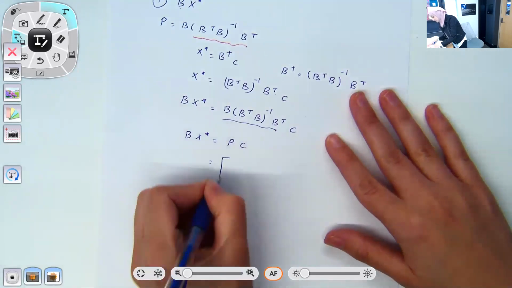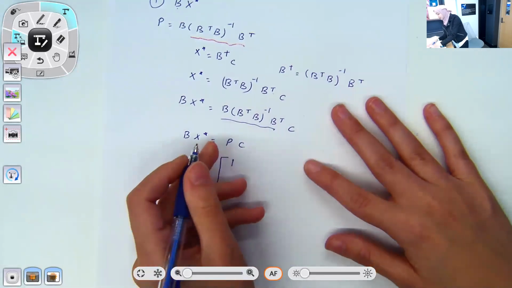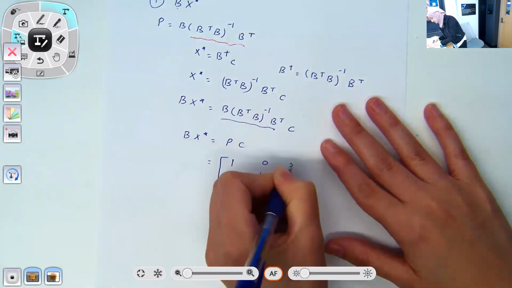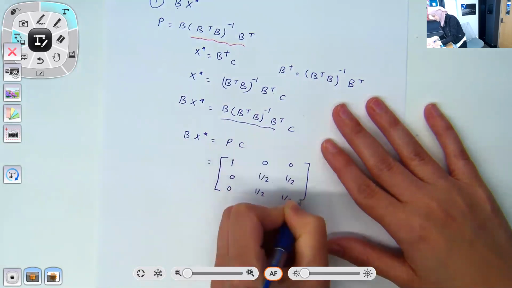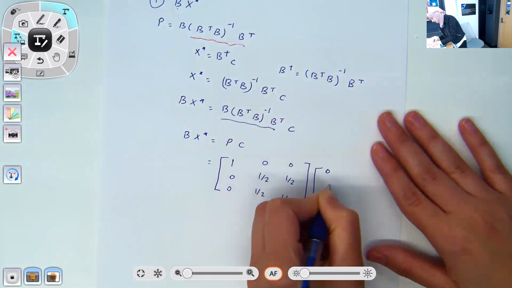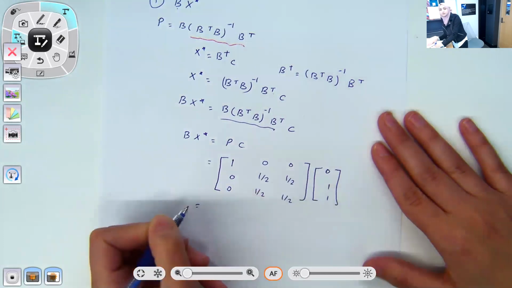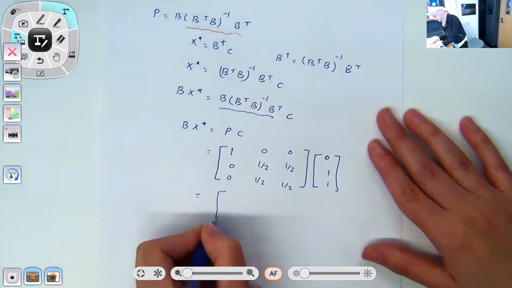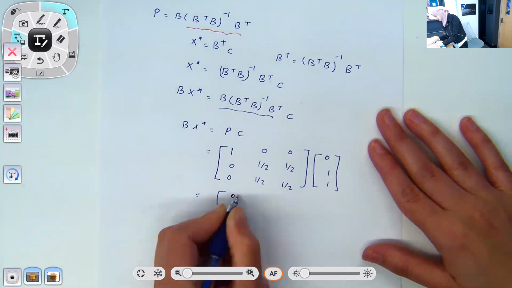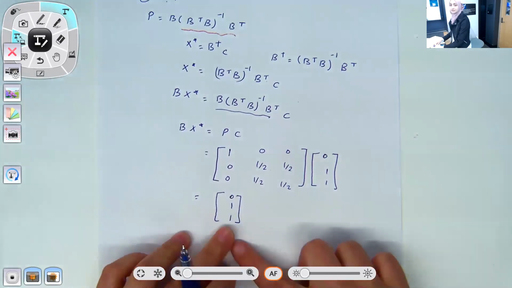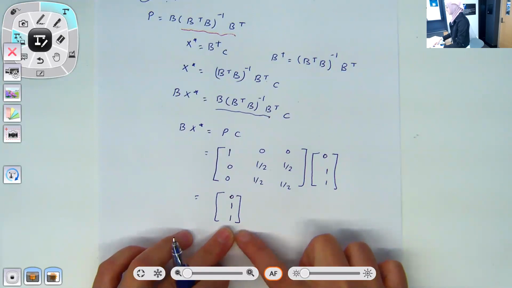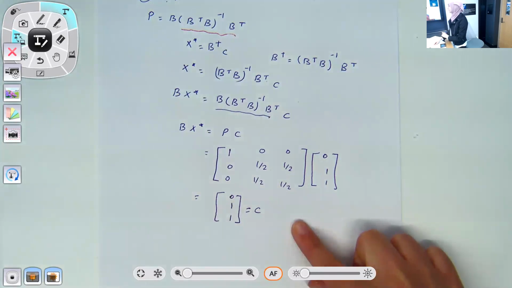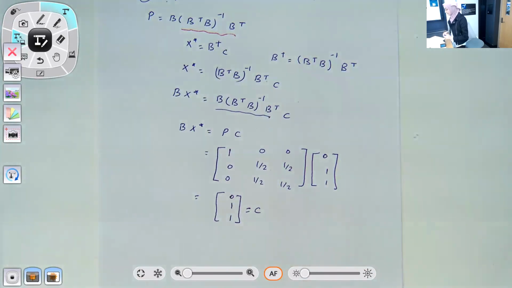Here we have the value of P, which equals 1, 0, 0, 0, half, half, 0, half, half. This is multiplied with 0, 1, 1. If you multiply these together, you will get a vector, and the answer is 0, 1, 1. If you look here, the value of this vector is the same as the value of C. So this is the solution for part 1.